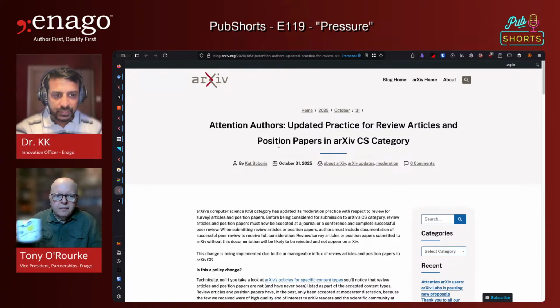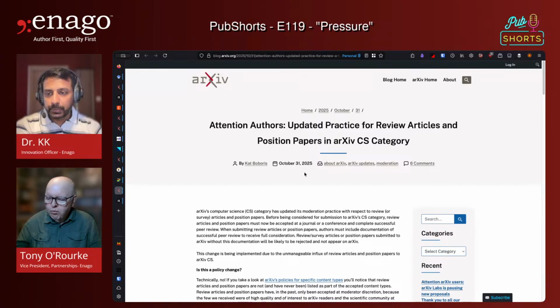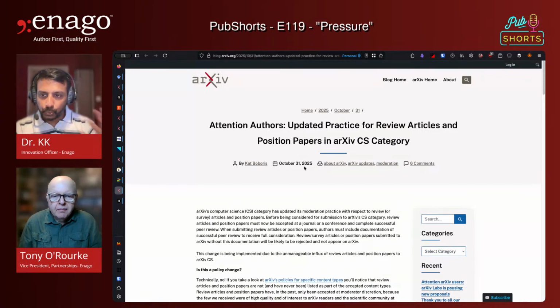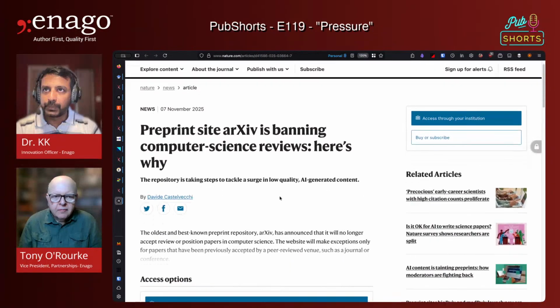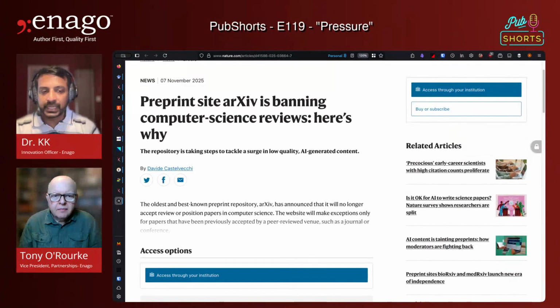And the reason they're making this change is the large increase in review and position paper submissions in arXiv that are generated by artificial intelligence or LLMs, which makes total sense. You need the proof of peer review and not just any sort of position paper. So that's one part of the story, and the other one is a related one from Nature: preprint site arXiv is banning computer science reviews. So this is also related.